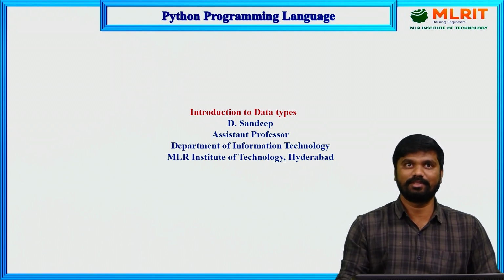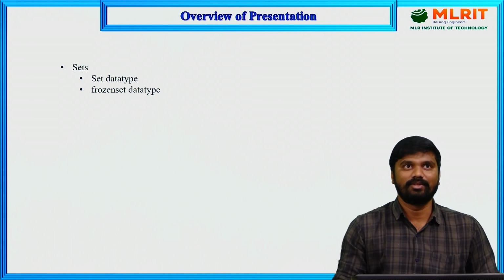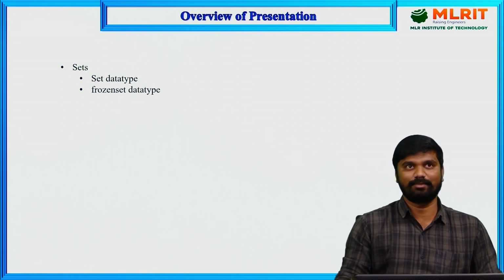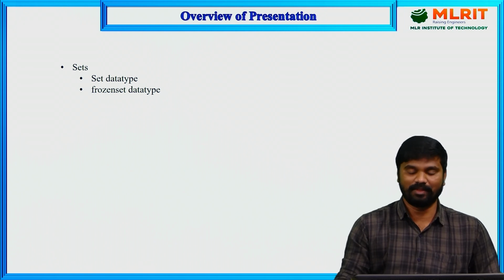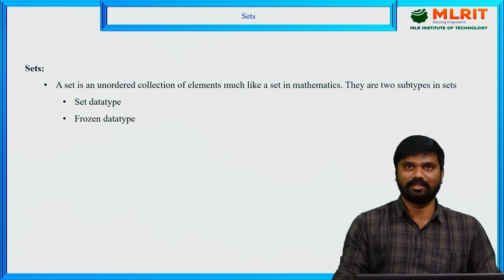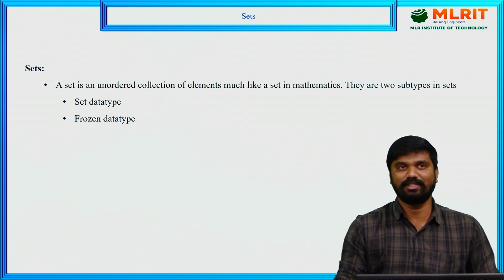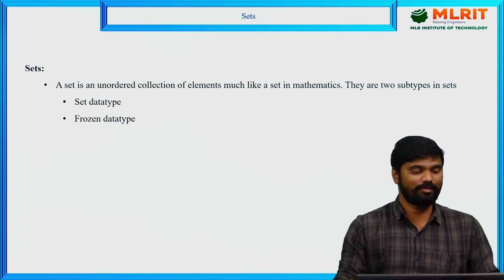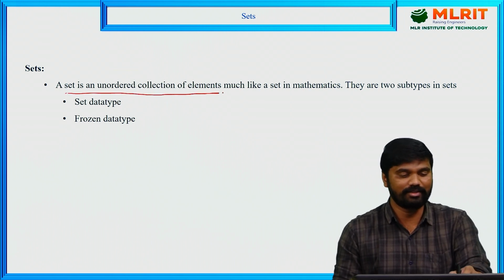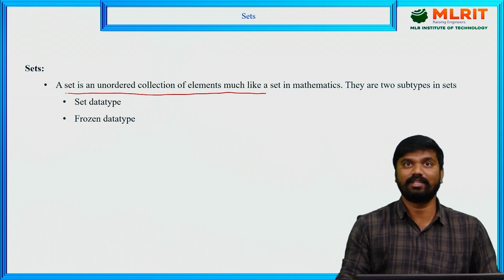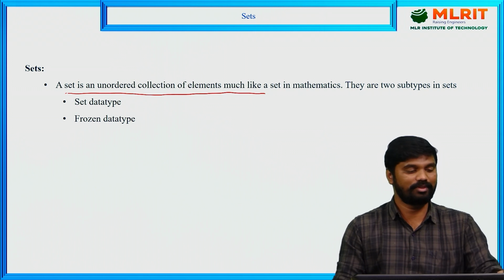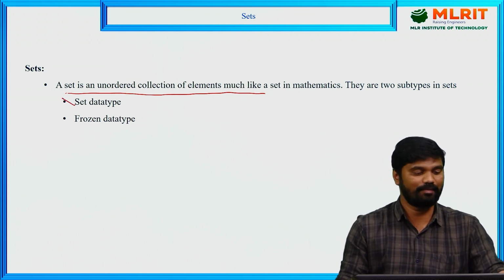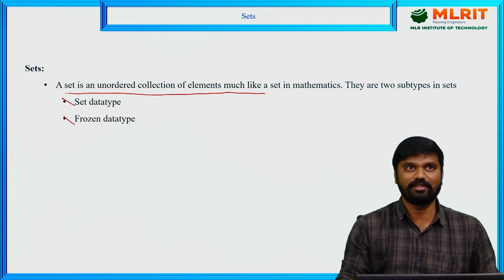Today we are going to discuss the set data type. In set data types, we have two types: one is the set data type and the second one is the frozenset data type. First we'll discuss what sets are. We have already seen them in mathematics. A set is an unordered collection of elements, like a set in set theory in mathematics. There are two types, set and frozenset, and we'll discuss them one by one.